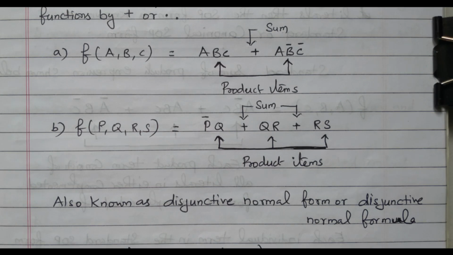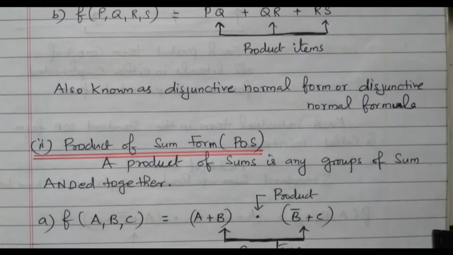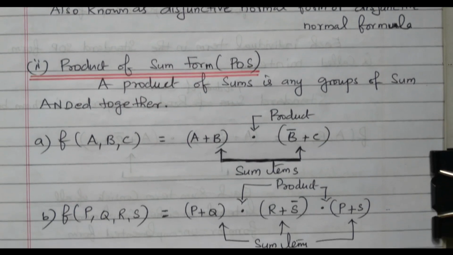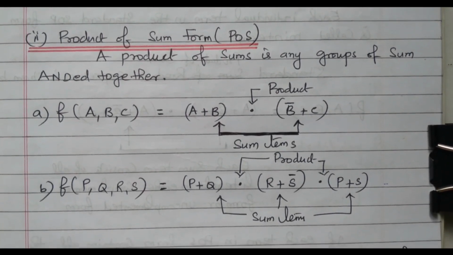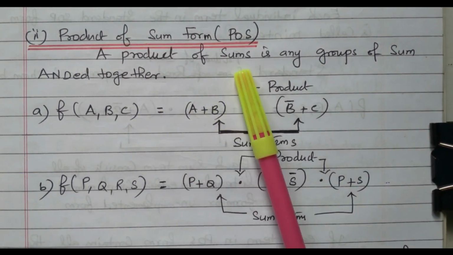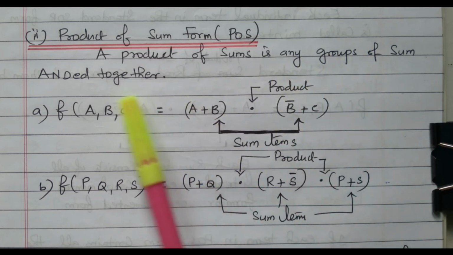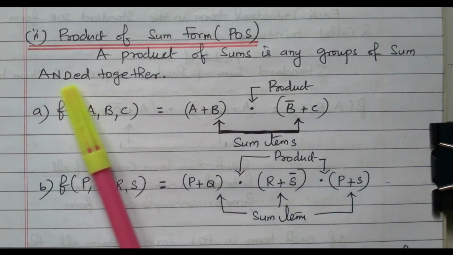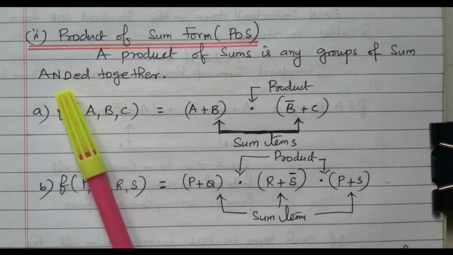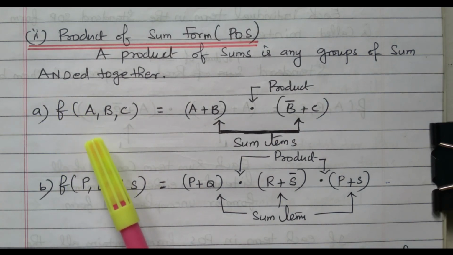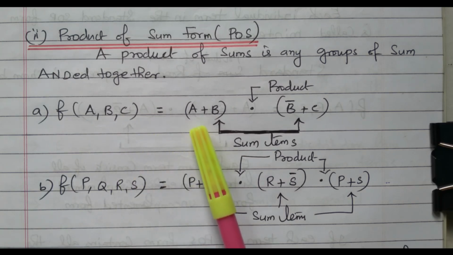Now we'll go to the next type, product of sum terms, POS. The product of sum is any group of sums ANDed together, and ANDed together means it is a product. Now we'll see the expression f of a, b, c equals a plus b.